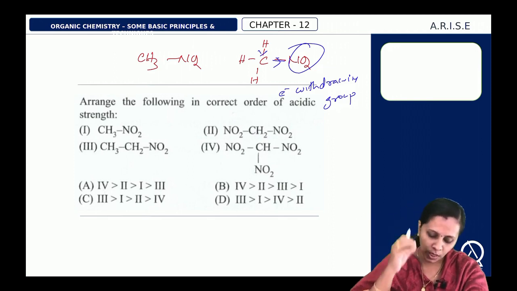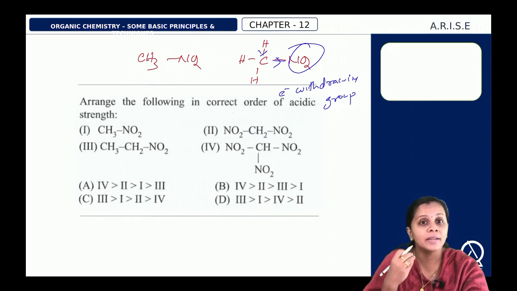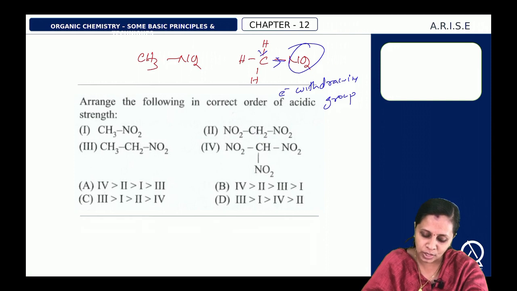When you consider all 4 compounds, NO2 groups are given, and as the number of NO2 groups, or electron withdrawing groups, increases, the polarization increases and the release of H+ becomes easier. The one having the greater number of NO2 will be the most acidic one. Which is having the greater number of NO2? The fourth one. So that is the most acidic one.